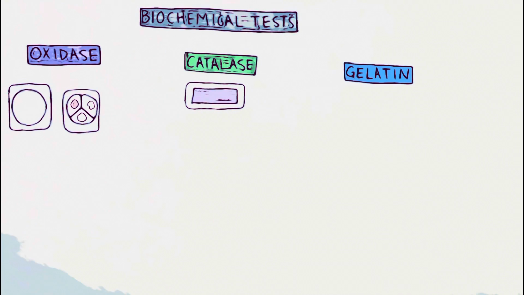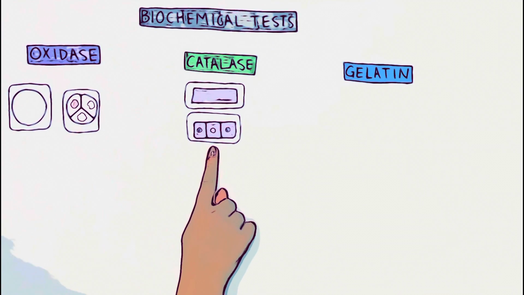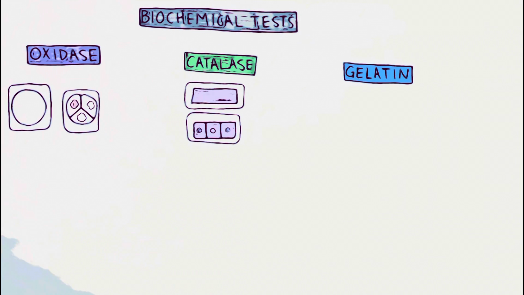The catalase test is done to test for the catalase enzyme. Apply bacteria to the sterile microscope slide and add 2 to 3 drops of hydrogen peroxide. If bubbles appear, it is positive, and if no bubbles, it is negative.